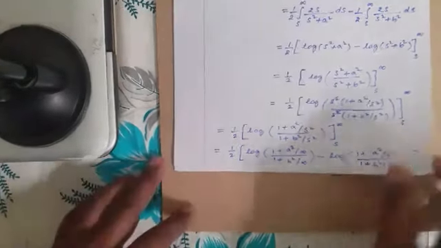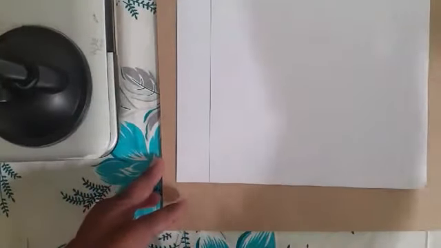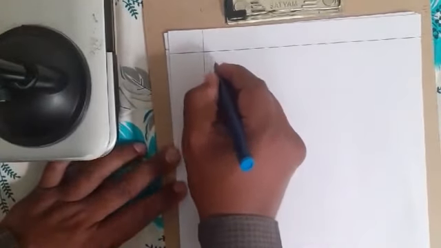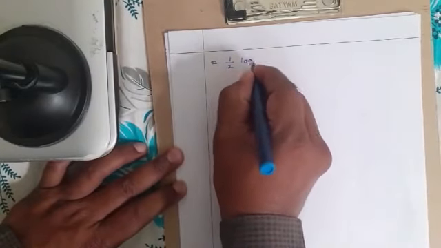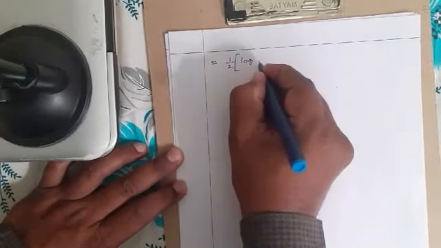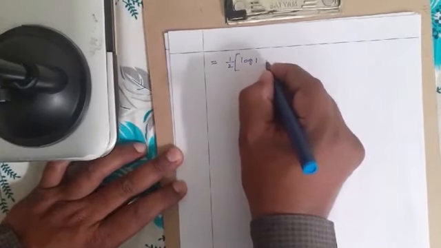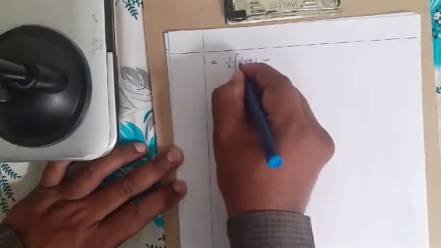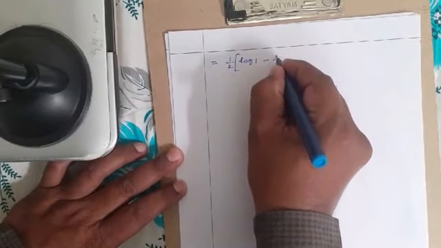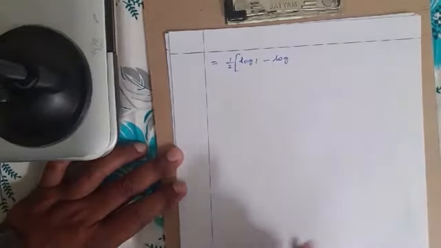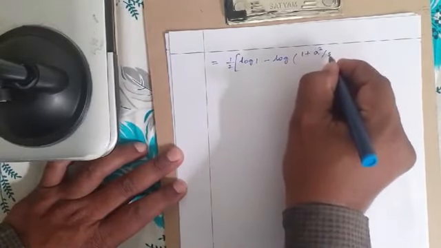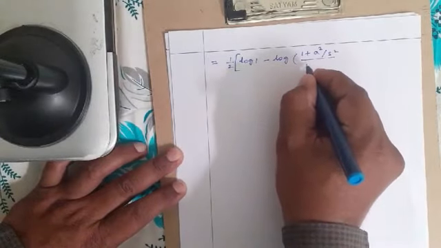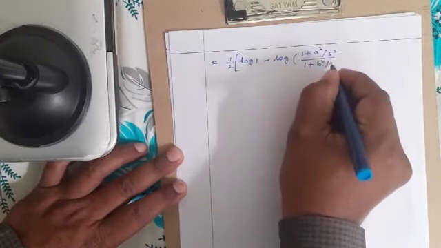So I can write this as 1 by 2 log, put the bracket here. Now I get log 1 minus log, 1 plus a square upon s square upon 1 plus b square upon s square.